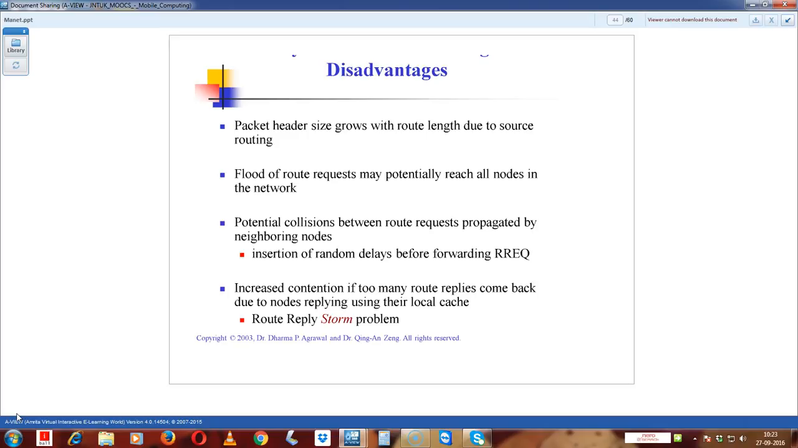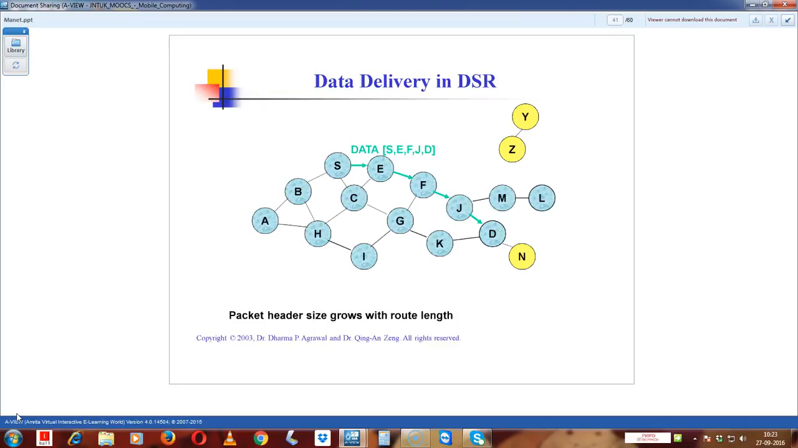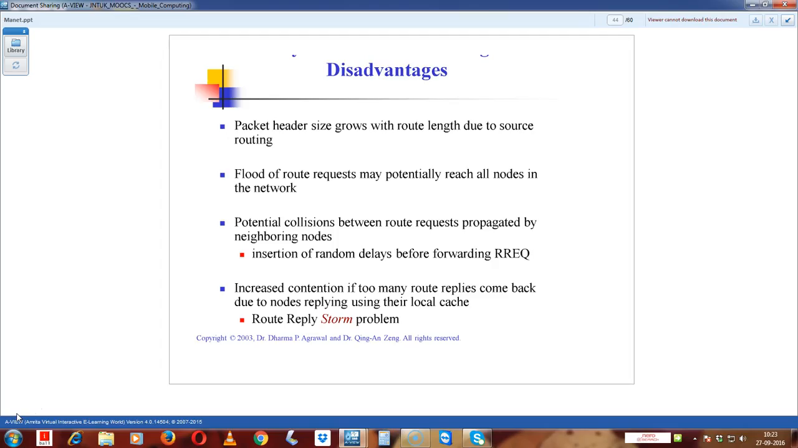Increased contention if too many route replies come back due to nodes replying using their local caches. Today we are just covering DSR. Any question regarding DSR, dynamic source routing? You can ask. In the next session, we'll discuss AODV. Increased contention if too many route replies come back due to nodes replying using their local cache. Route reply storm problem.